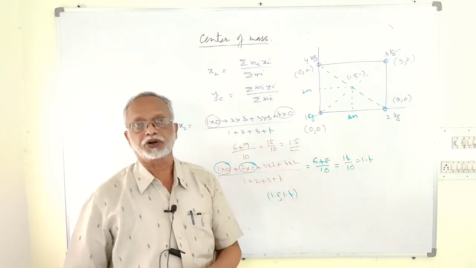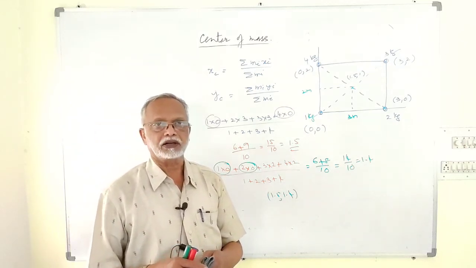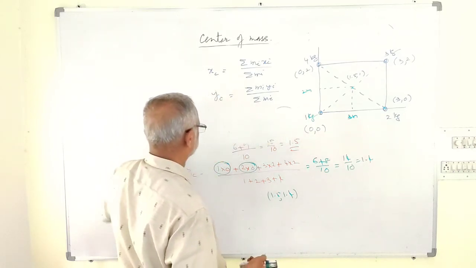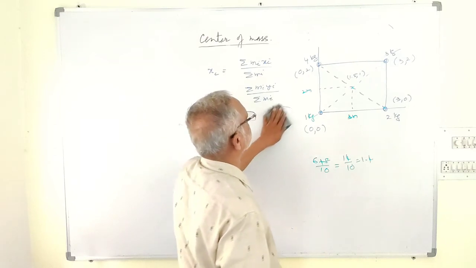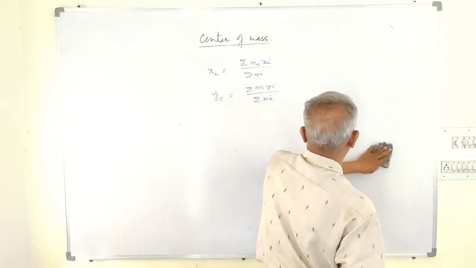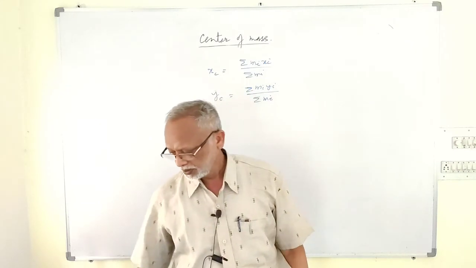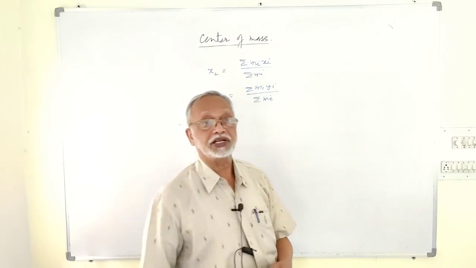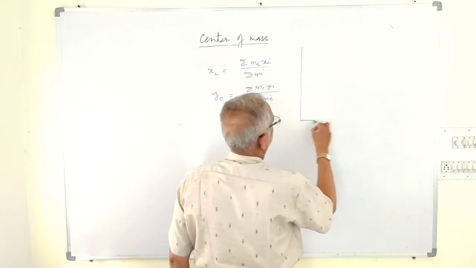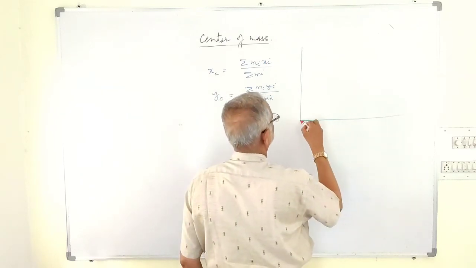Now let us consider the 4 bodies present at the corners of a parallelogram. The main problem is you have to find the coordinates of the bodies. After that, the coordinates of center of mass you can find very easily. Let us consider a case where 4 bodies are present at the corners of a parallelogram.